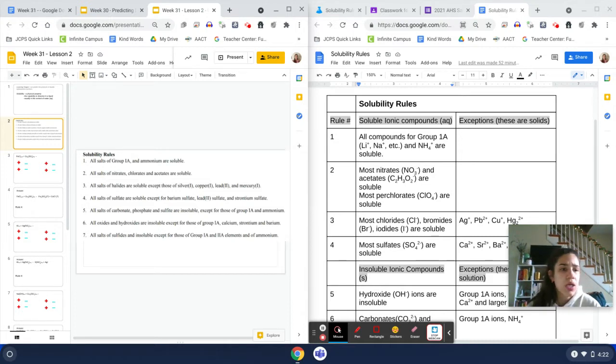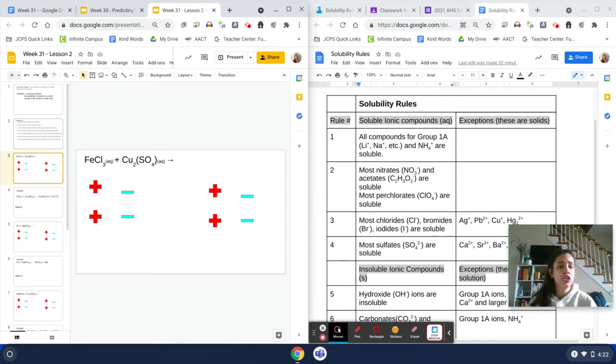So first, we are going to be predicting products, and then once we predict the products, we are going to identify the type of reaction. We are going to be determining which one is solid and which one is a liquid, meaning a precipitate has formed. So when we are looking at our double replacement reactions, we want to identify which one is our cation and which one is our anion, indicated with these plus and minus signs.